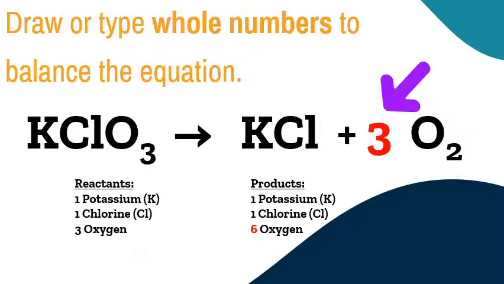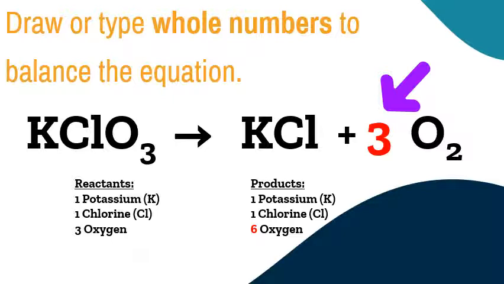You might notice that we had 3 oxygen in the reactants and 2 oxygen in the products, and it might be best to solve this problem by finding the lowest common multiple of 2 and 3, which happens to be 6. So if we can make there be 6 oxygen on the products and 6 oxygen on the reactants, that would be a good place to start. So we'll add a coefficient of 3 in front of the O2.